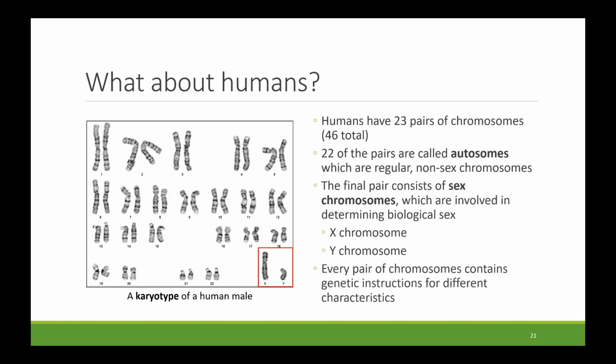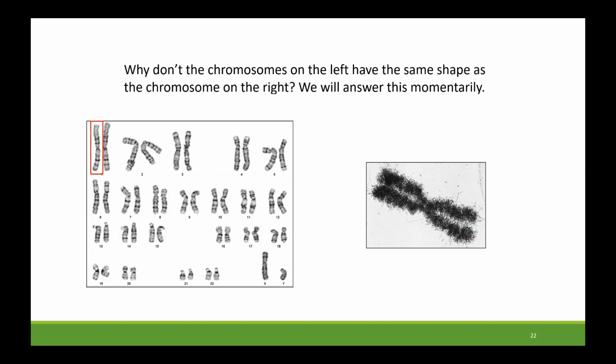Now, each of these pairs of chromosomes contains genetic instructions for different characteristics. Let's talk about how this is the case. But first, you may have noticed that the eukaryotic chromosomes in this karyotype don't have the same shape as the example of a eukaryotic chromosome that we saw on a slide earlier. Namely, the chromosomes in the karyotype on the left kind of look like a tube, and the one on the right kind of looks like two tubes that are crisscrossing each other.